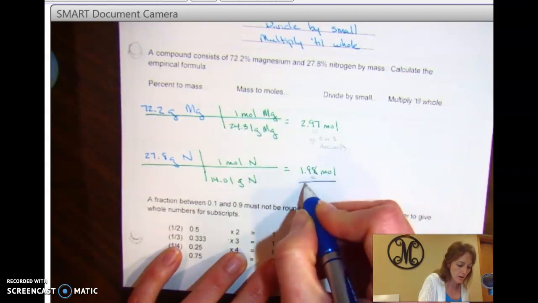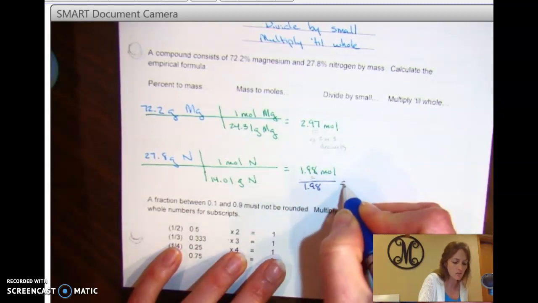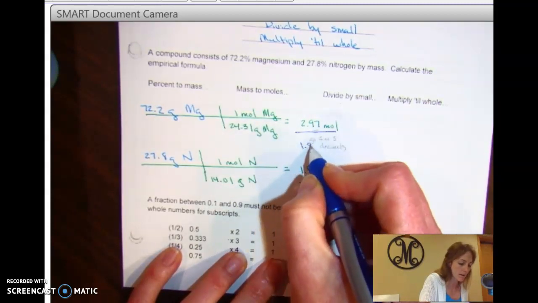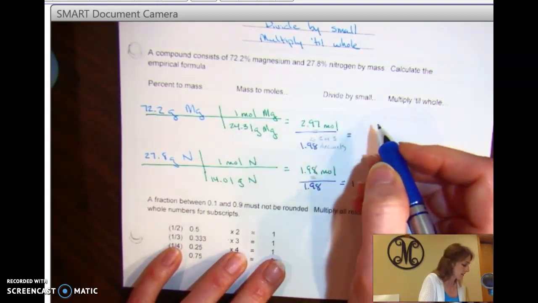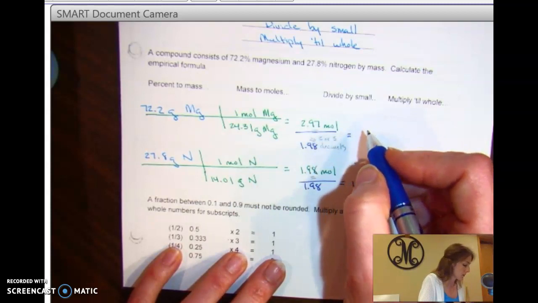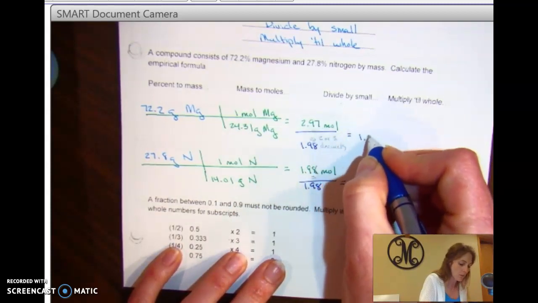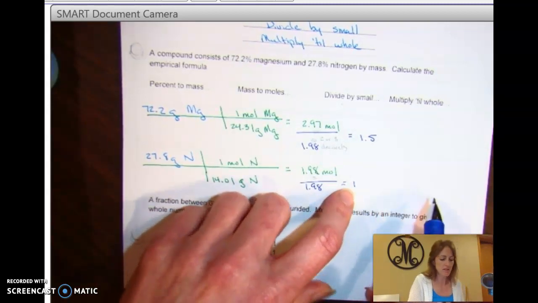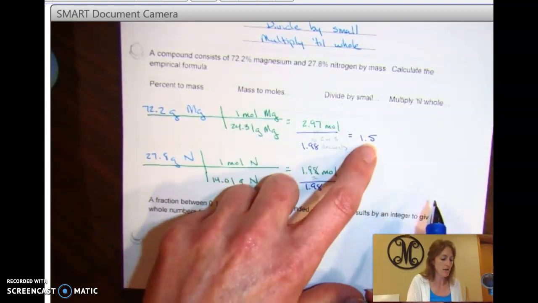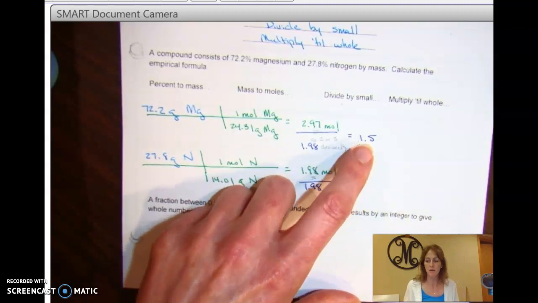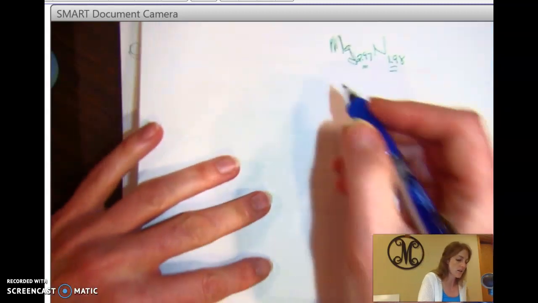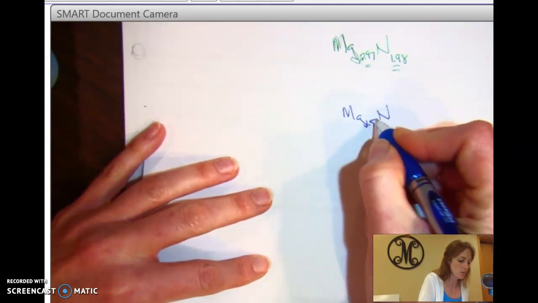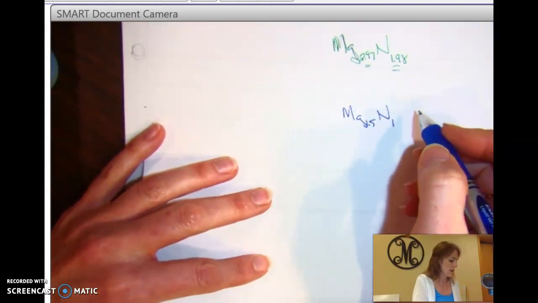So I'm going to divide this by 1.98. Well, that's going to equal 1. And then I'm going to divide this by 1.98, and that's going to equal approximately 1.5. So I have 1 mole of nitrogen for every 1.5 moles of magnesium. Now again, if you wrote magnesium and nitrogen, the mole ratio is 1.5 to 1.